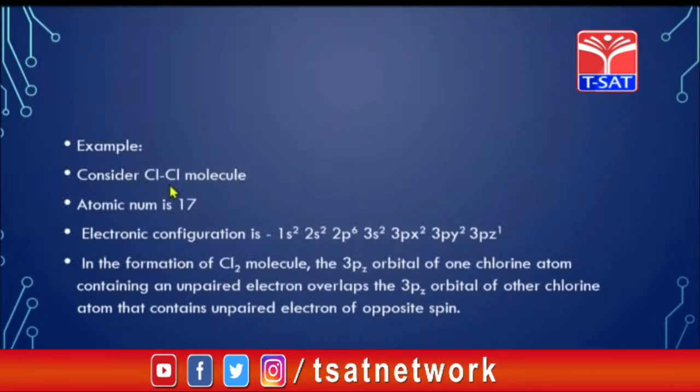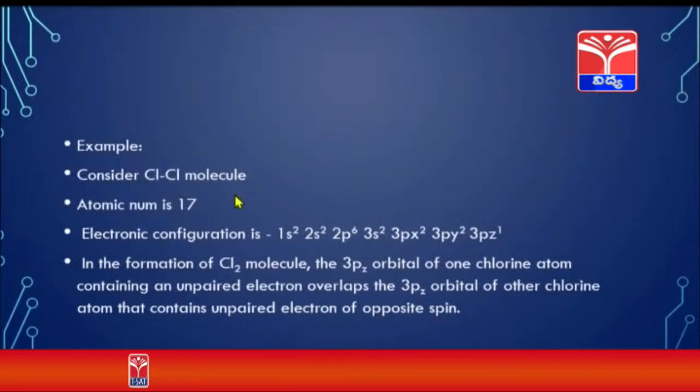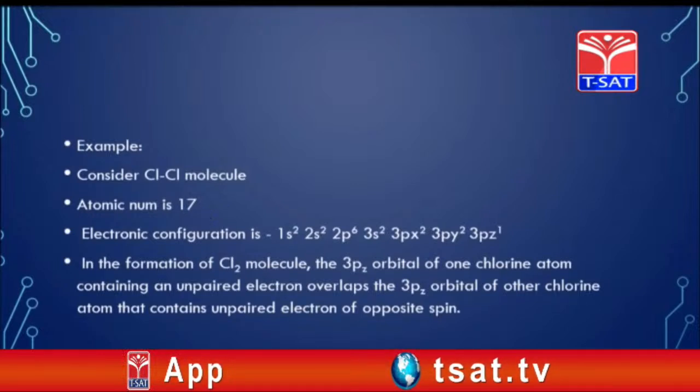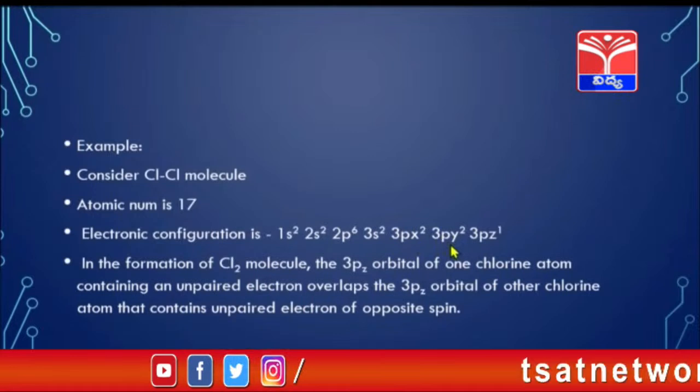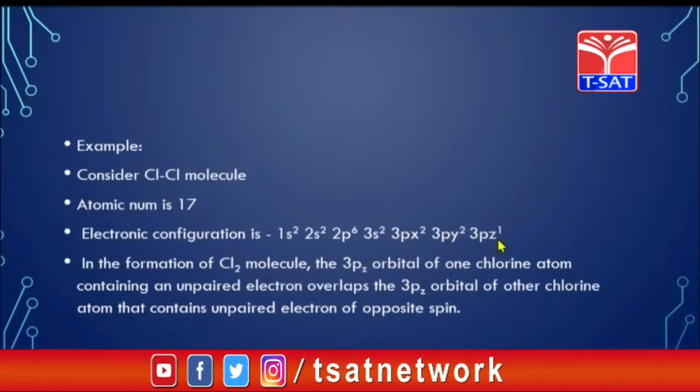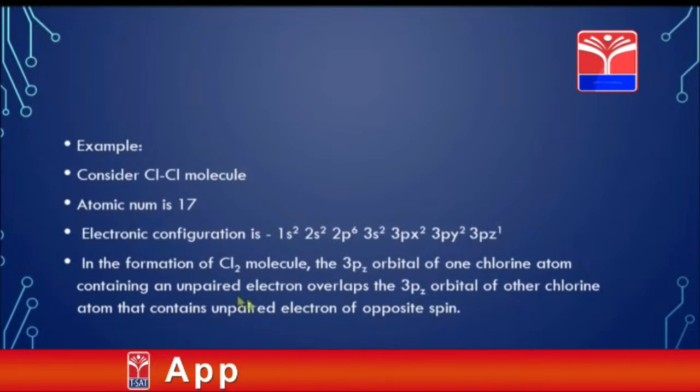Let us see some more examples, children. Chlorine molecule. Do you remember the atomic number of chlorine, children? Yes, 17. Let us write the electronic configuration: 1s2, 2s2, 2p6, 3s2, 3px2, 3py2 and 3pz1. That means it has one unpaired electron. In which orbital, children? Yes, the pz orbital. So it requires one more electron to attain octet configuration.